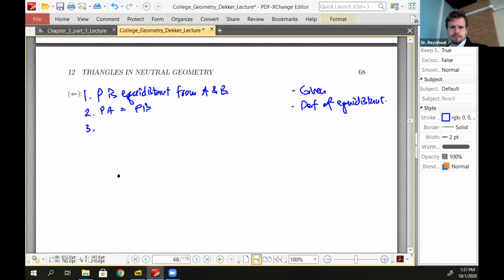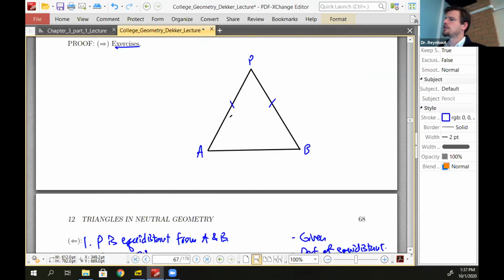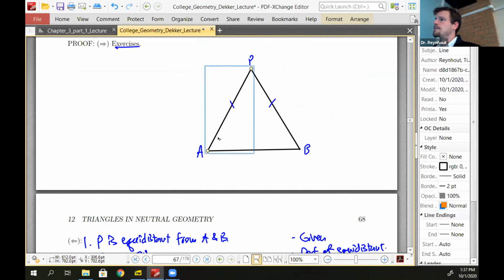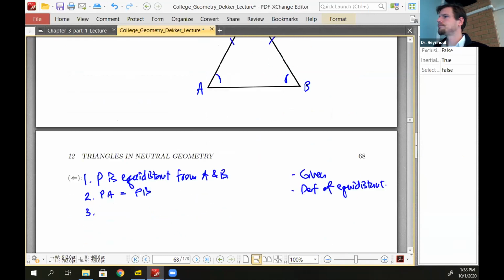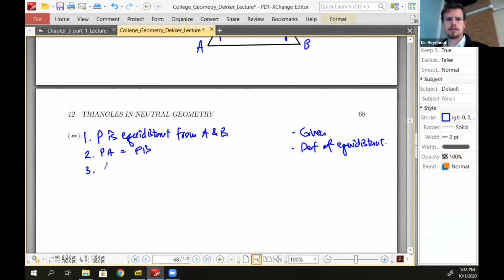All right. So here we have triangle APB, and we have that this side is congruent to that side. By the isosceles triangle theorem, we have that this angle and this angle must also be congruent. So angle A is congruent to angle B. And this is by the isosceles triangle theorem.